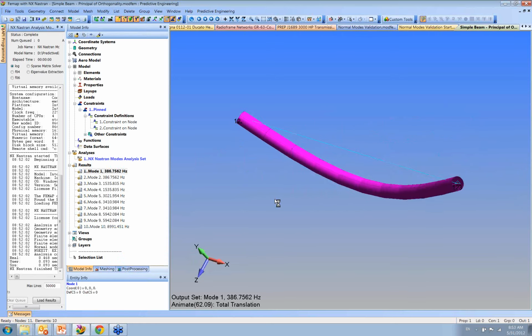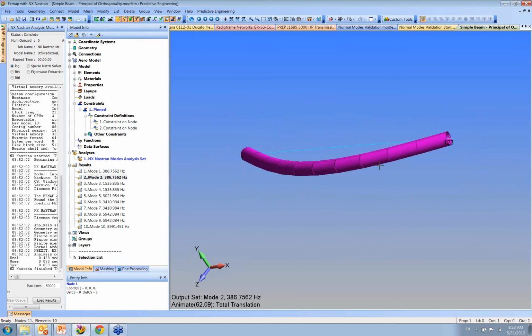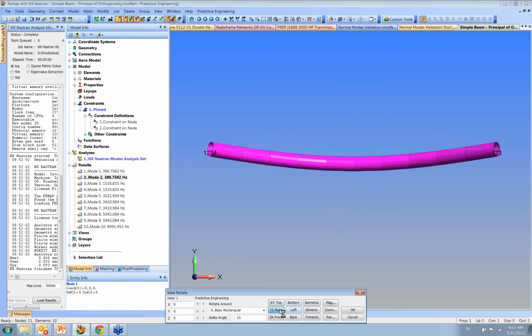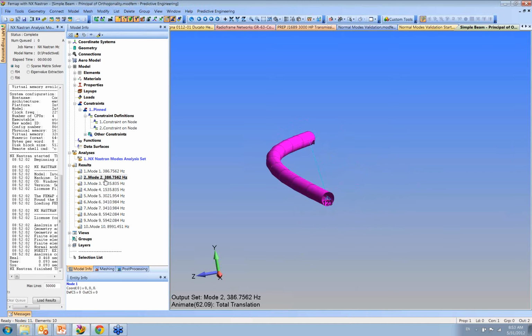Here's the first mode, and you see you have another mode right on top. And let me put it in view like that, X right. And you can see it moving in that plane like that. Okay. Now let's switch to this other mode at right angles.